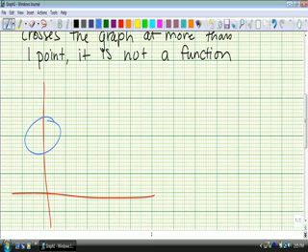Here's my circle. I'm going to draw my random vertical lines in purple. Then I'm going to pick one line to look at. Here's one of my lines. Does that cross at more than one point? Yes, it does. So is it a function? No, that one's not a function because it crosses more than one point. All right, let's look at the next one.